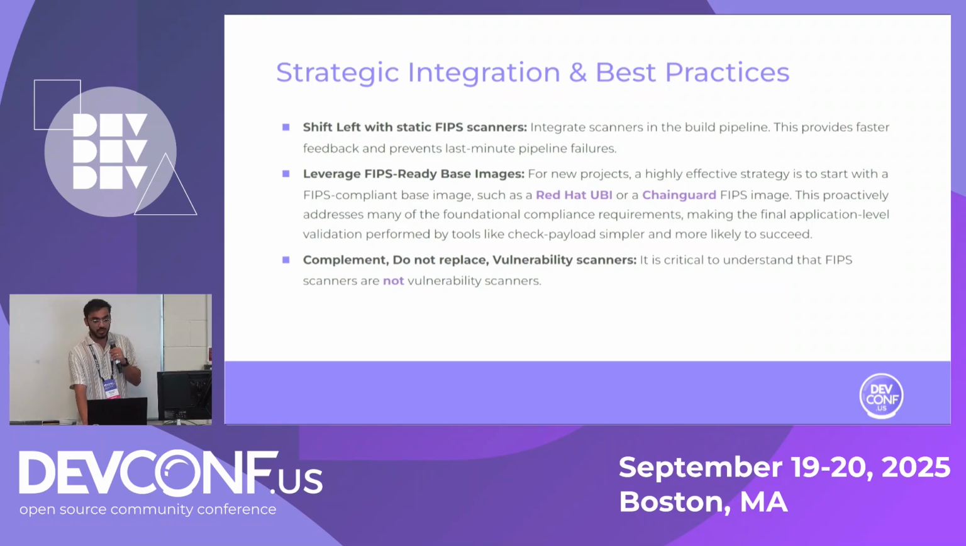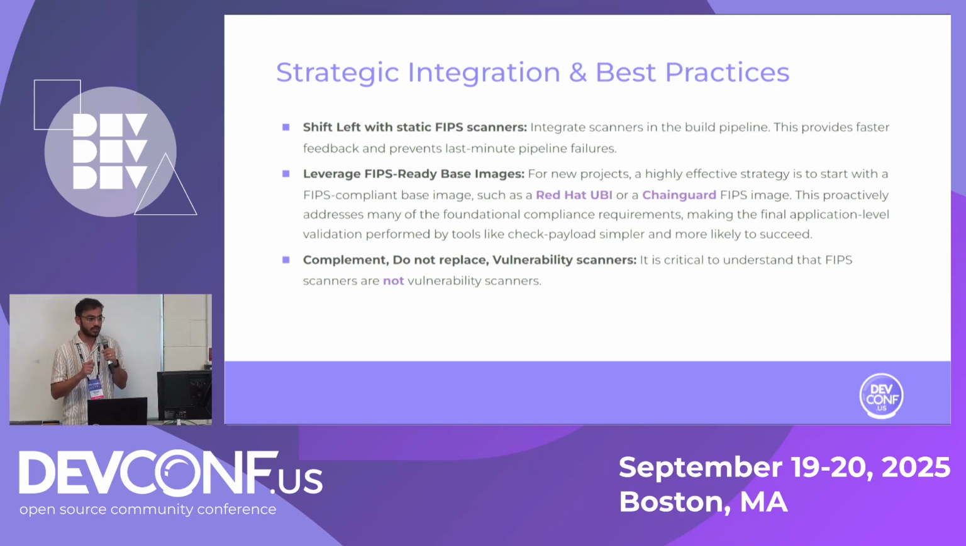So what are some of the best practices that you could follow while integrating FIPS scanners in your pipeline? Consider shifting left. Run these checks immediately after your build to make sure you get quicker feedback. You can fix things quickly and prevent any last-minute delays in your release or pipeline. And then we recommend using FIPS-ready base images, as I mentioned earlier, that just gives you a good base for building your application on.